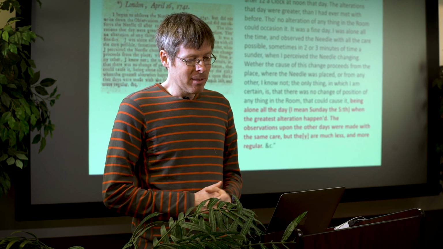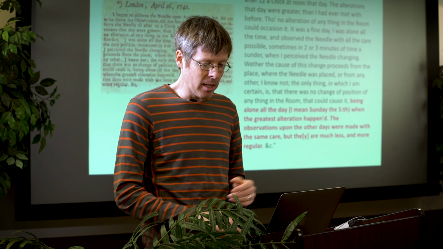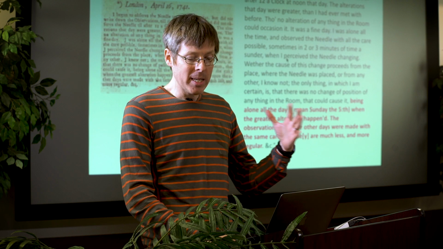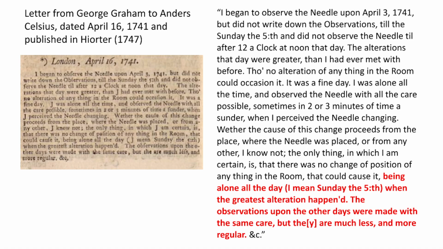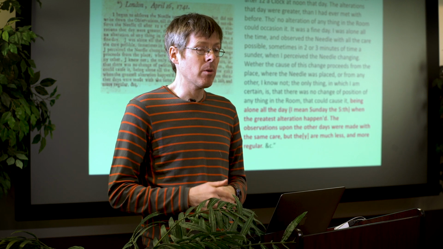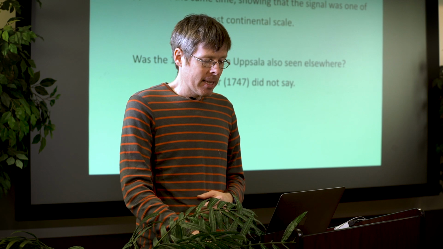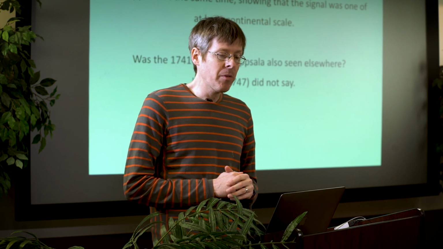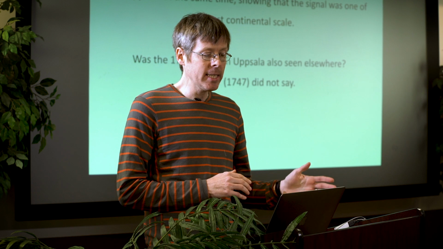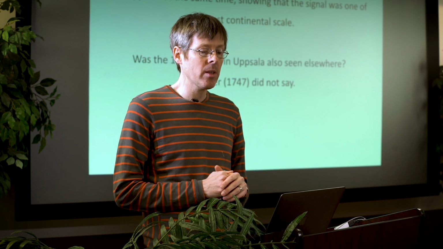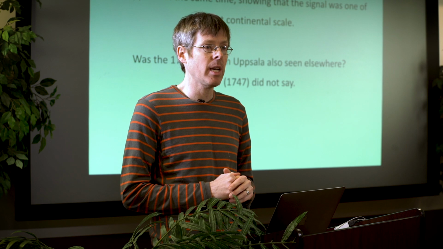He gets a letter back from Graham to Celsius. I won't go through the whole notes, but basically at the end, Graham says, being alone on this day, I mean Sunday, the 5th of April, when the greatest alteration happened, the observations upon the other days were made with the same care, but they're much less. Basically, Graham says, on the 5th, there was this large deviation, and he has meticulous data to back that up. So the magnetic signal, April 5th, 1741, was recorded in both London and Uppsala at the same time, showing that the signal was one of at least continental scale.